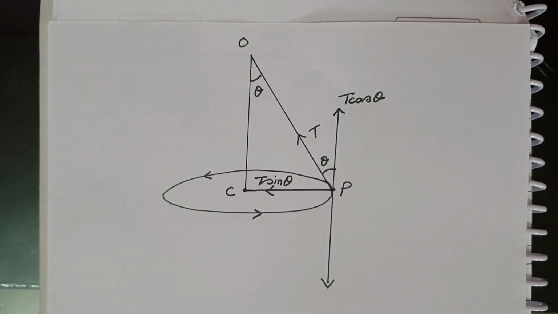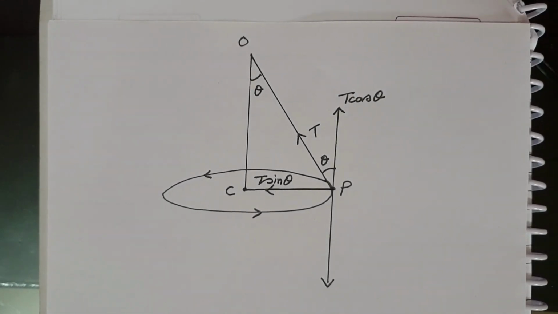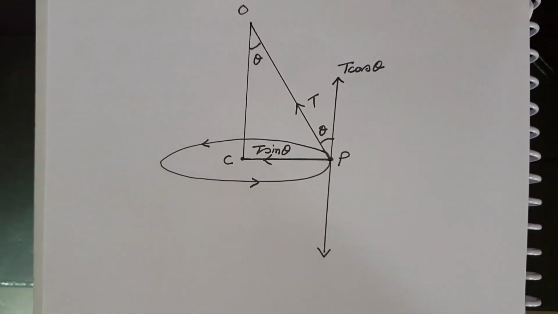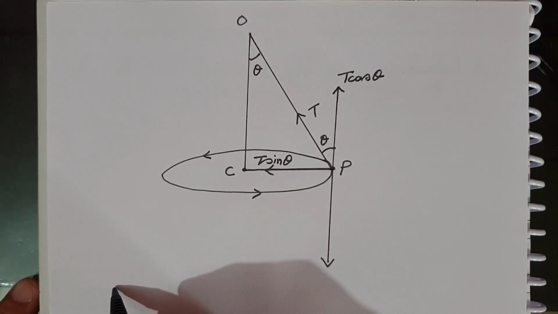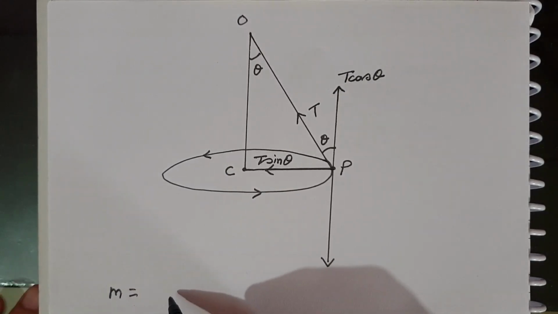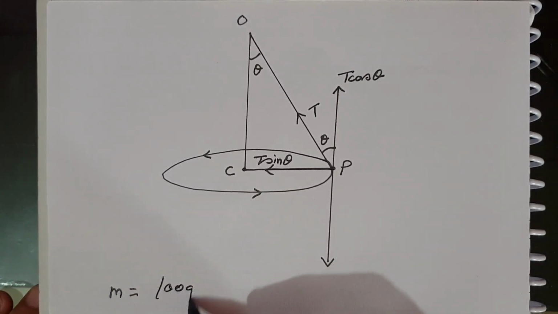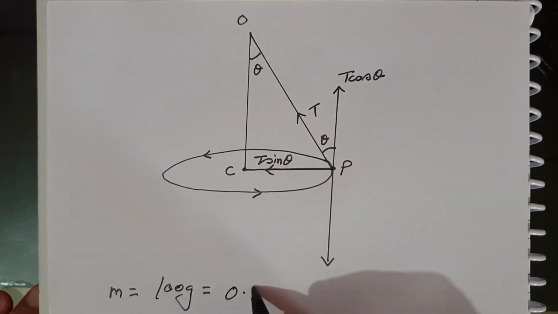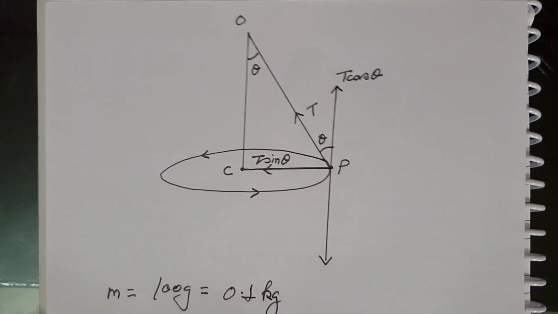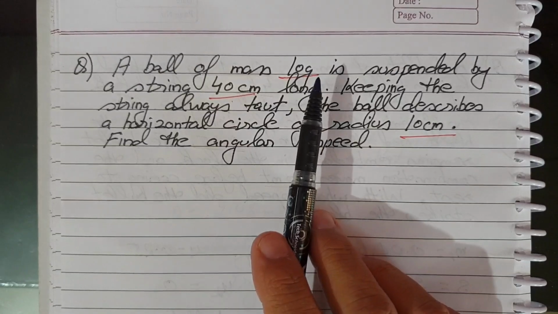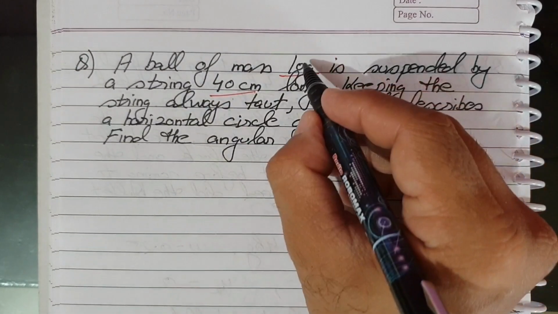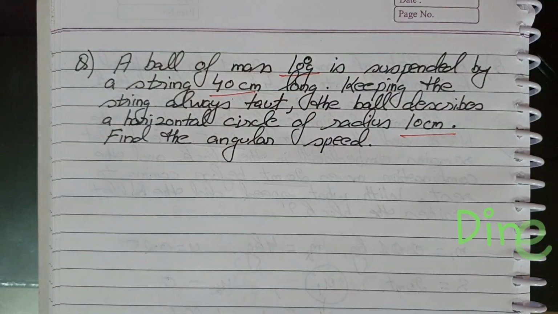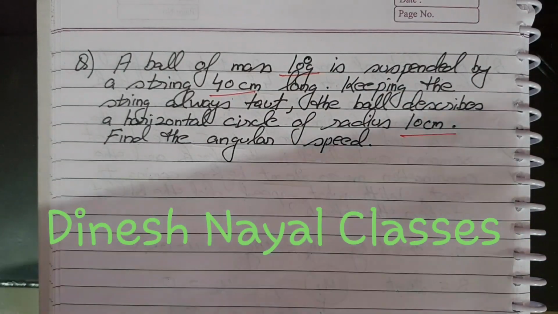Now see, first of all we can write the values which are given to us. So let's solve in this only. Here M is 100 grams, which is 0.1 kg. Sorry, this is not 10, this is 100 gram. This is 0.1 kg.